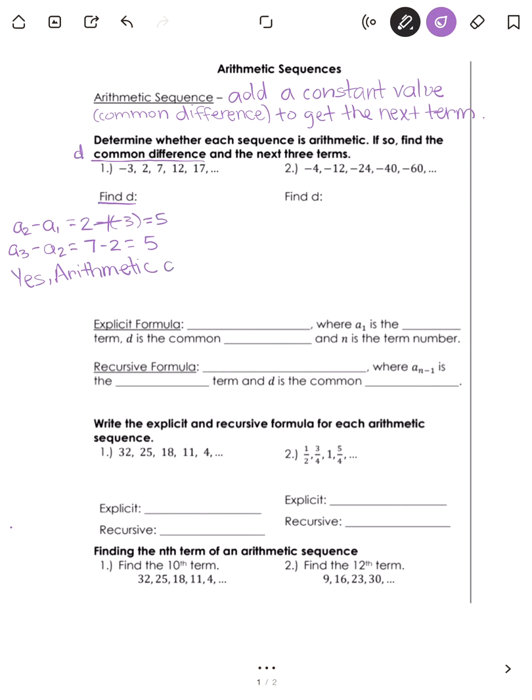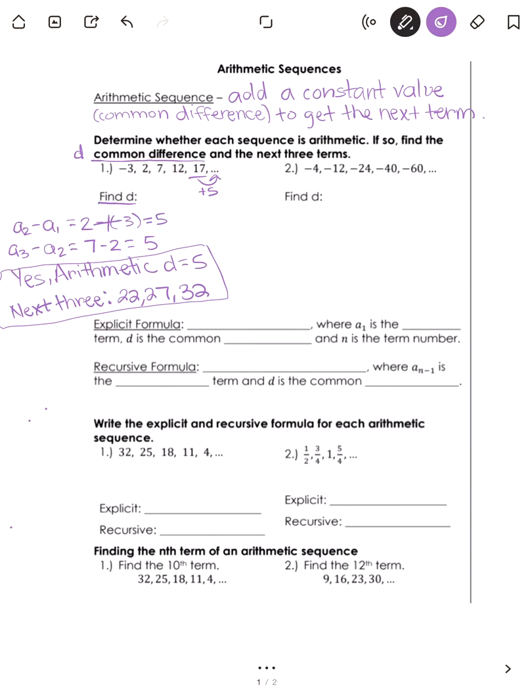So our common difference is 5. That's what we got when we subtracted the two previous terms. And the next three terms: I'm going to take 17 and add 5 to it. 17 plus 5 is 22. Then I take 22 and add 5, I get 27. And then I take 27 and add 5 and I get 32. So this answered all three parts.